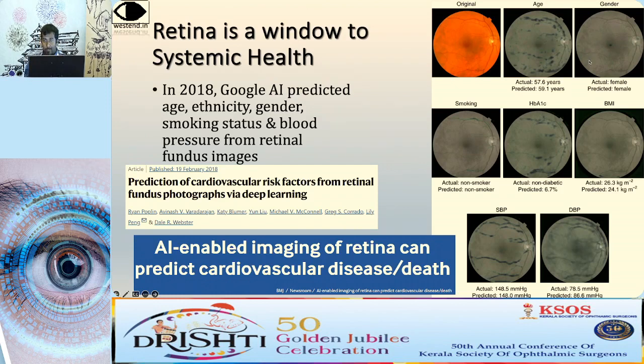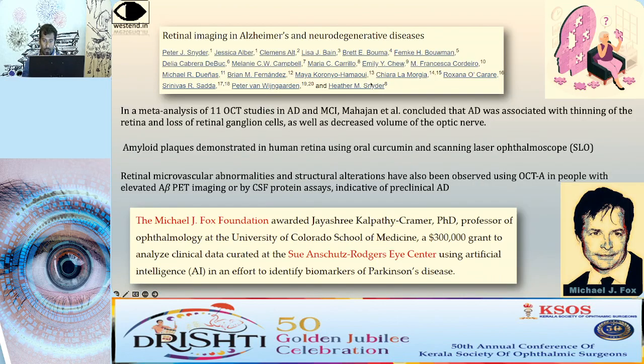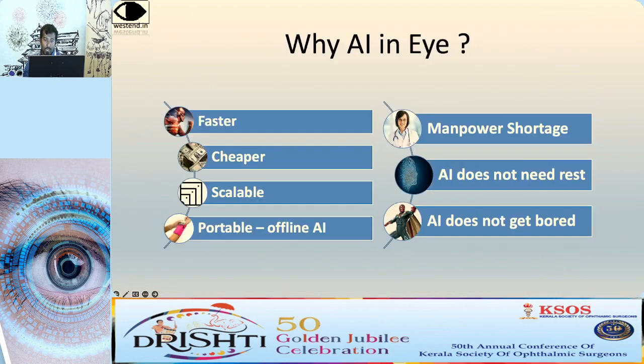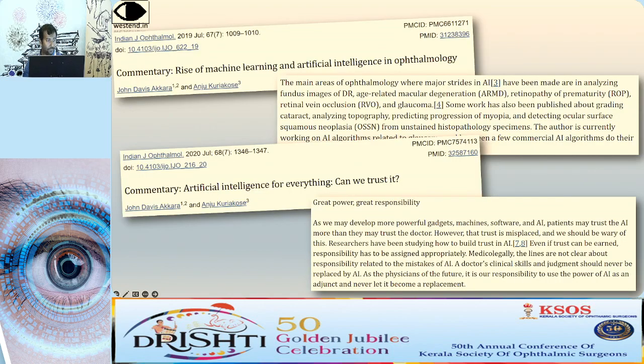You can say whether the patient is a smoker or non-smoker. What is their approximate HbA1c? What is their BMI? Basically, it's very, very amazing how much the retina can tell. And there is a lot of research going on about Alzheimer's and also about Parkinson's. Why AI? A lot of things: cheaper, faster, scalable.